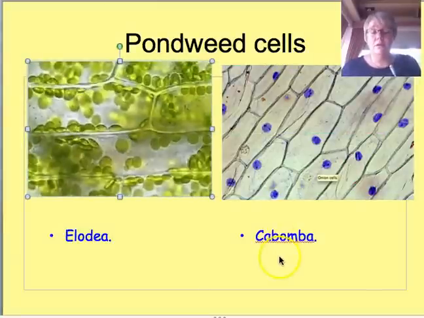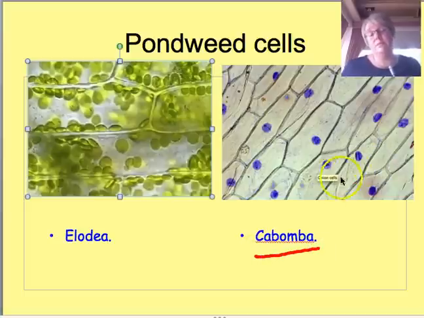Now the other cell that's there is called Cabomba, and Cabomba is a water plant as well, and we use that in the laboratory. You've probably used it already. In this case it's been dyed with a methylene blue dye, so you can make out the cell wall structure, and within that the cell membrane, and you can make out the nucleus there as well. So it's quite handy just to see what these structures look like.